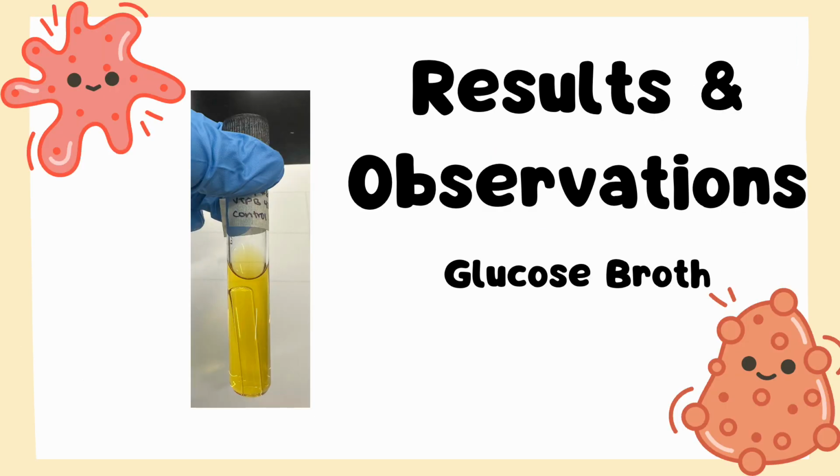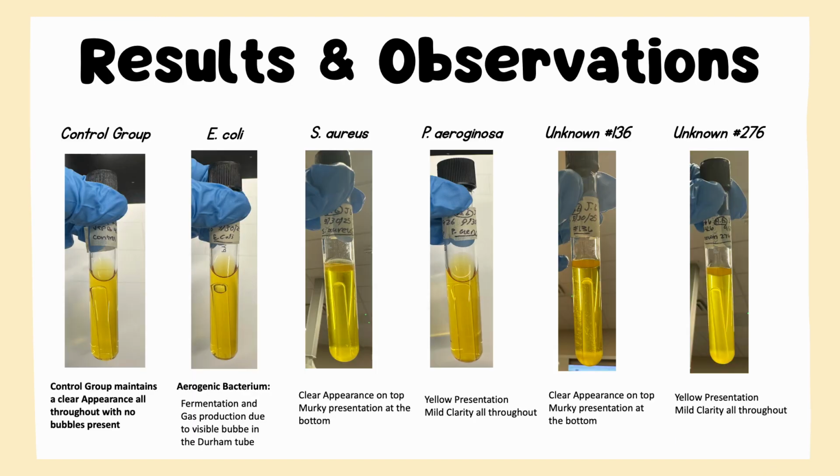Moving on to the results and observations for glucose broth. Starting off, we're going to take a quick look at the control group just to understand what's going on. The control group maintains a clear appearance all throughout with no bubbles present within the Durham tube. The Durham tube is also just to detect if there's any production of gas and fermentation within the bacterial culture.